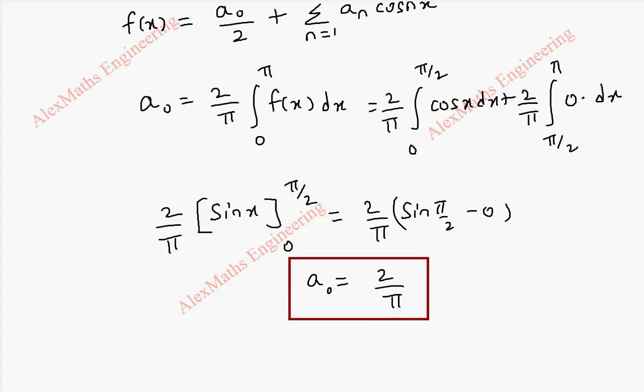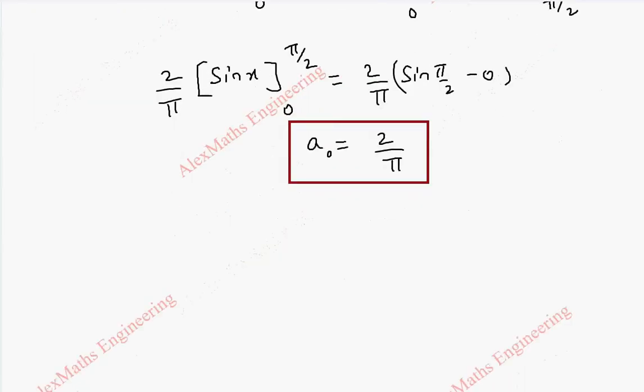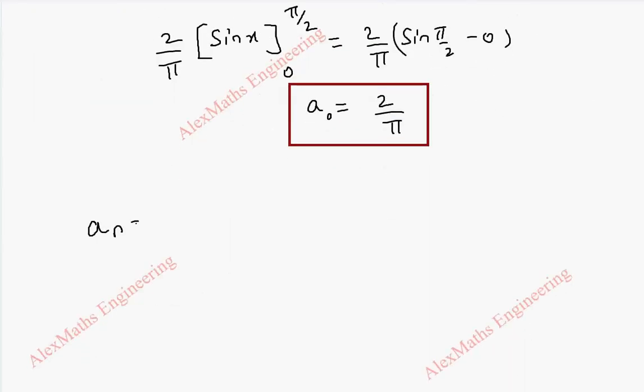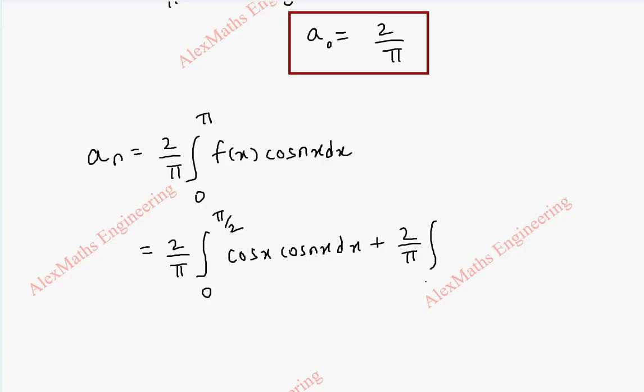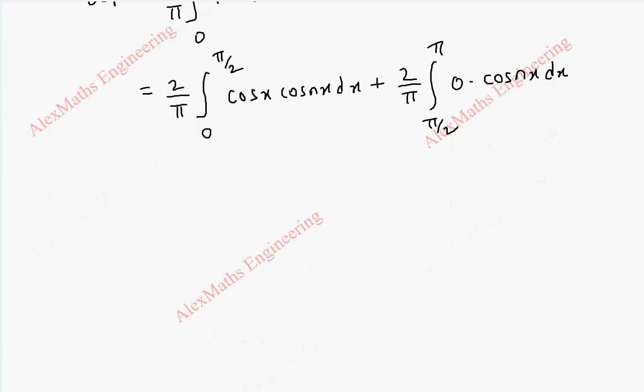Now we are going to find an. An by formula is 2 by pi integral 0 to pi f of x into cos nx dx, and this is 2 by pi integral 0 to pi by 2, where f of x is cos x in this interval, and the rest of the terms we write as they are. And we have a second interval, so 2 by pi integral pi by 2 to pi, where f of x is 0 here. So the second part is entirely 0. Now we have only the first part.